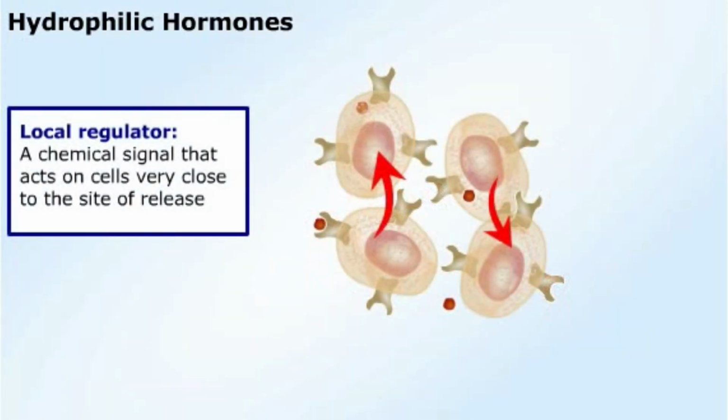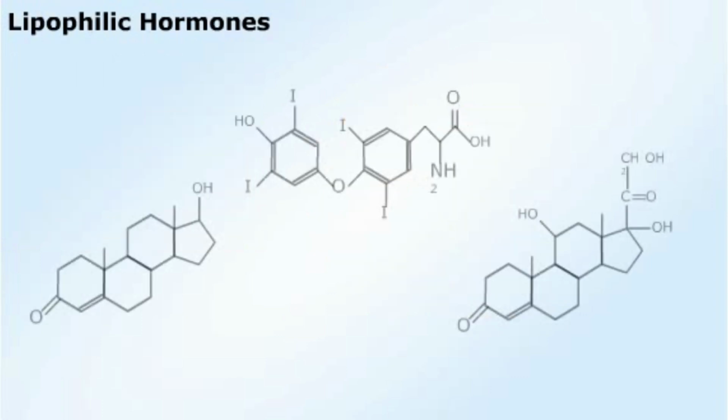Local regulators are chemical signals that act on cells very close to the site of release. They never reach high concentrations in the bloodstream. Nerve growth factor is an example of a peptide local regulator. This hormone is critical for the differentiation and survival of nerve cells.